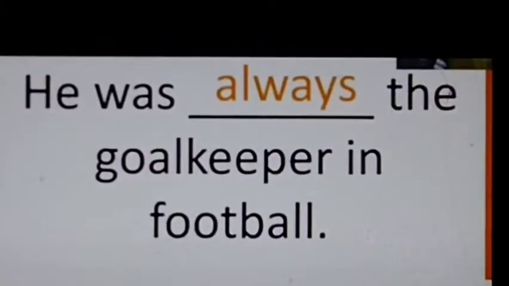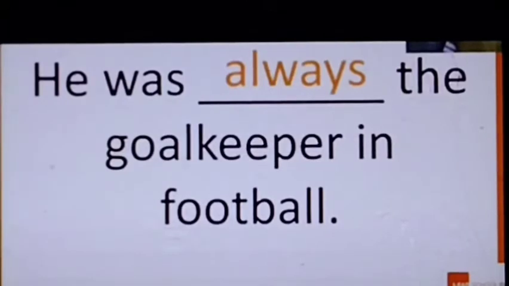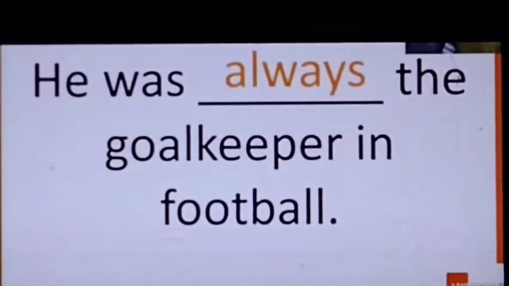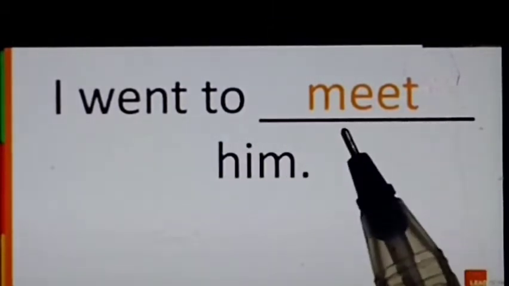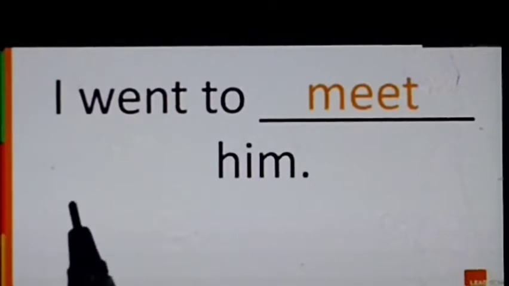He called me to meet him. He was always the goalkeeper in football. Now the next sentence for meet. I went to meet him.